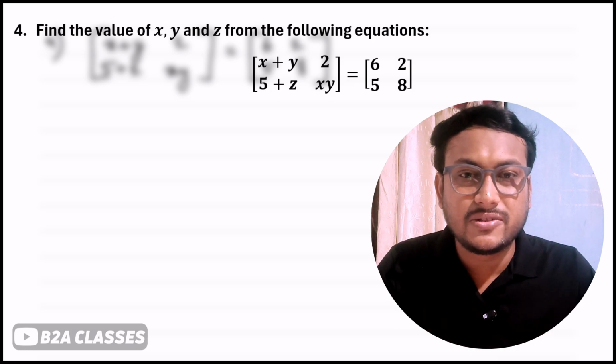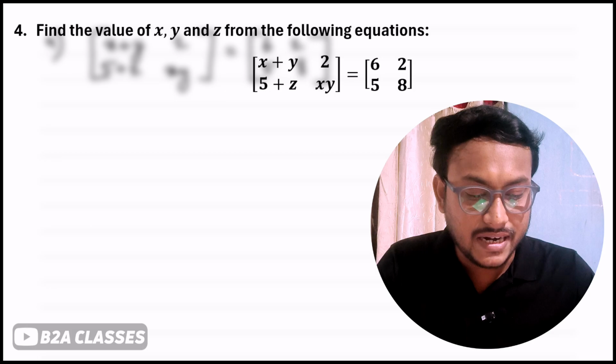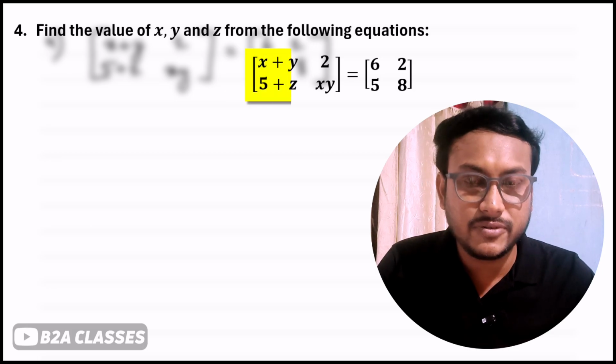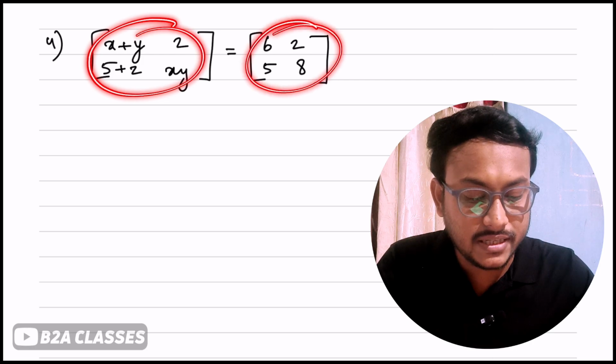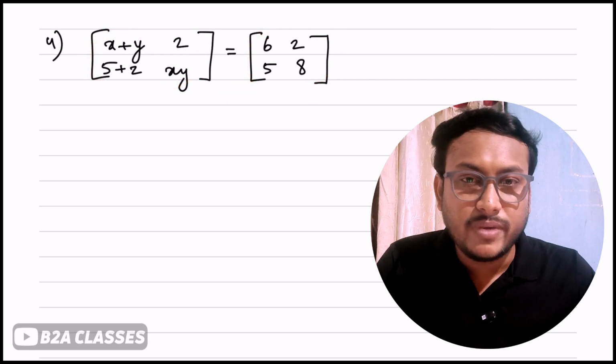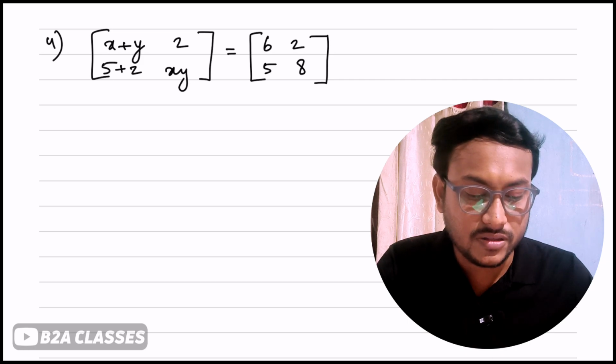The next question is displayed on the screen. In this question we have to find the value of x, y and z. question में एक मैट्रिक्स इक्वेशन दिया हुआ है और यू कैन से कि दो मैट्रिक्स इक्वल है ये दिया हुआ है. ठीक है. जब भी दो मैट्रिक्स इक्वल होता है दोनों मैट्रिक्स का ऑर्डर सेम होता है एंड दोनों मैट्रिक्स का करस्पॉन्डिंग एलिमेंट्स इक्वल होते हैं. So we will use this property to solve the equation.